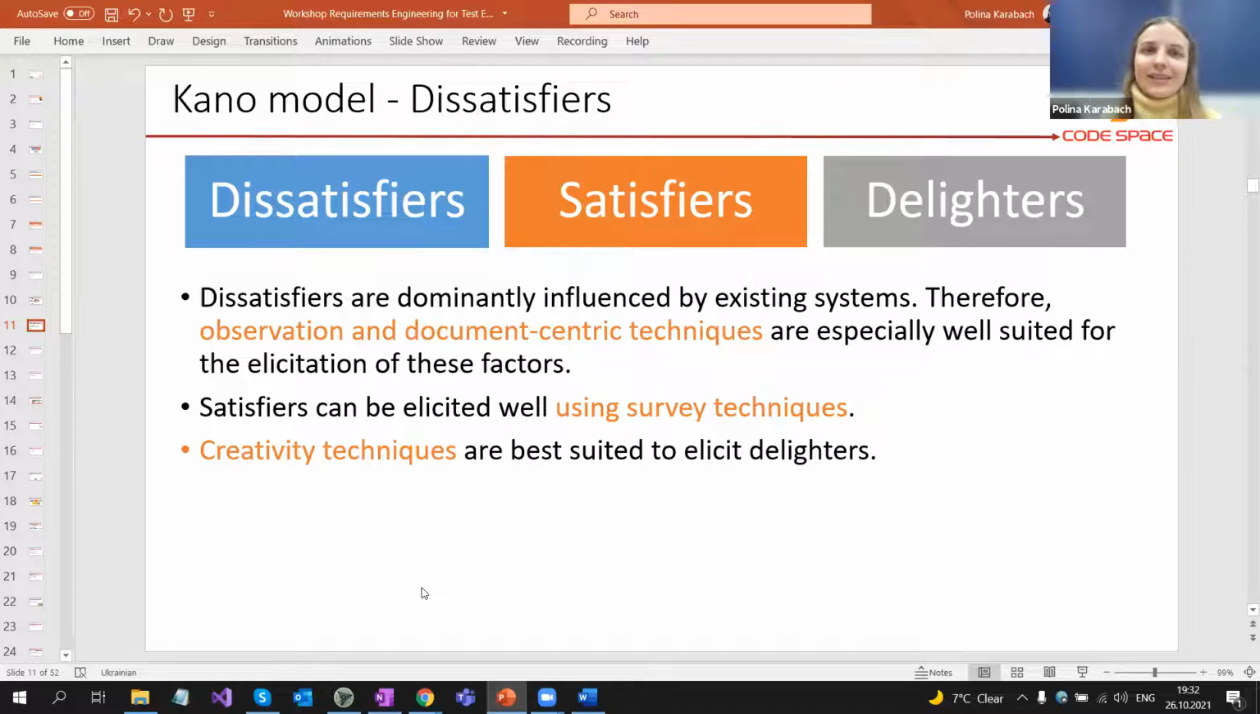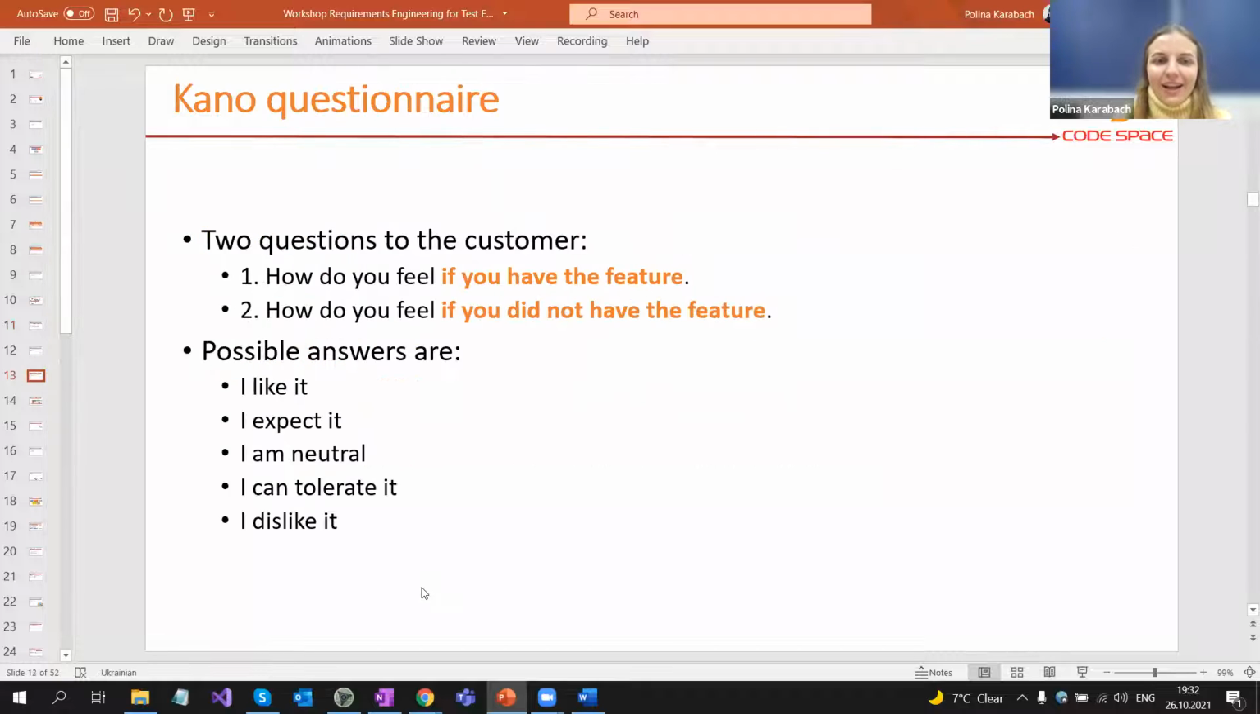And the delighters, since they are not in the mind of our users, are something that we basically provide them, and after receiving the feedback, they realize that it's something useful. So these we would be eliciting by using the creativity techniques, to really brainstorm, to generate ideas, to create this new, fresh functionality.